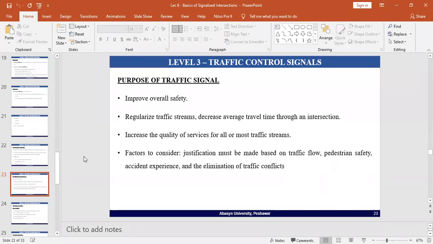If you study that manual, which you will have to in your assignment, it will also contain information about when the authorities should move towards providing signals at an intersection. But you can also conduct local studies as well. And based on the conclusions of those studies, you will have to recommend to the authorities that this needs to be done.